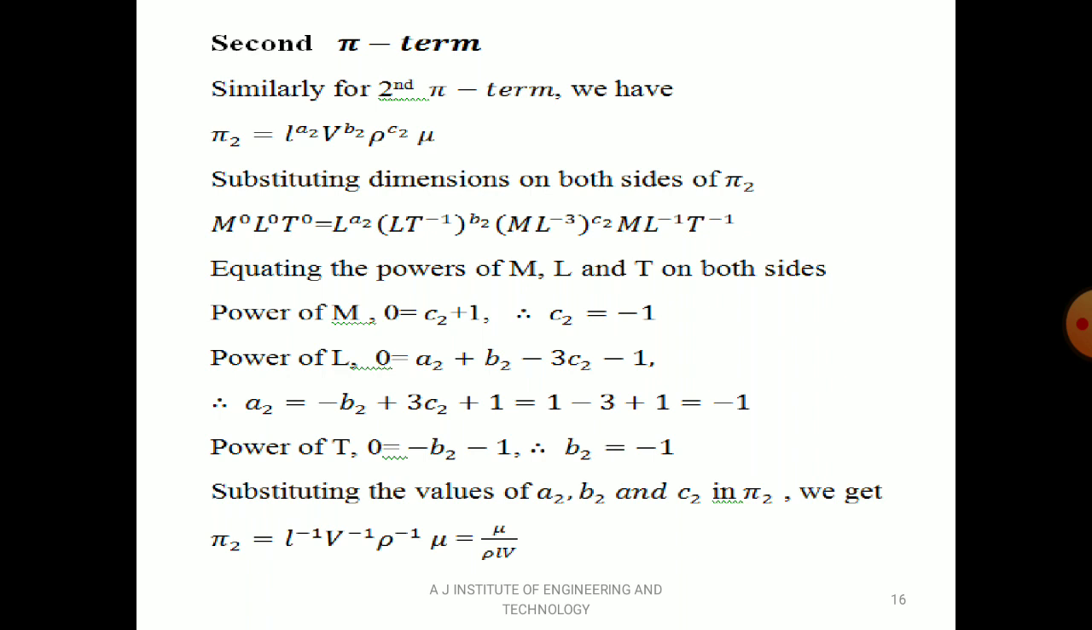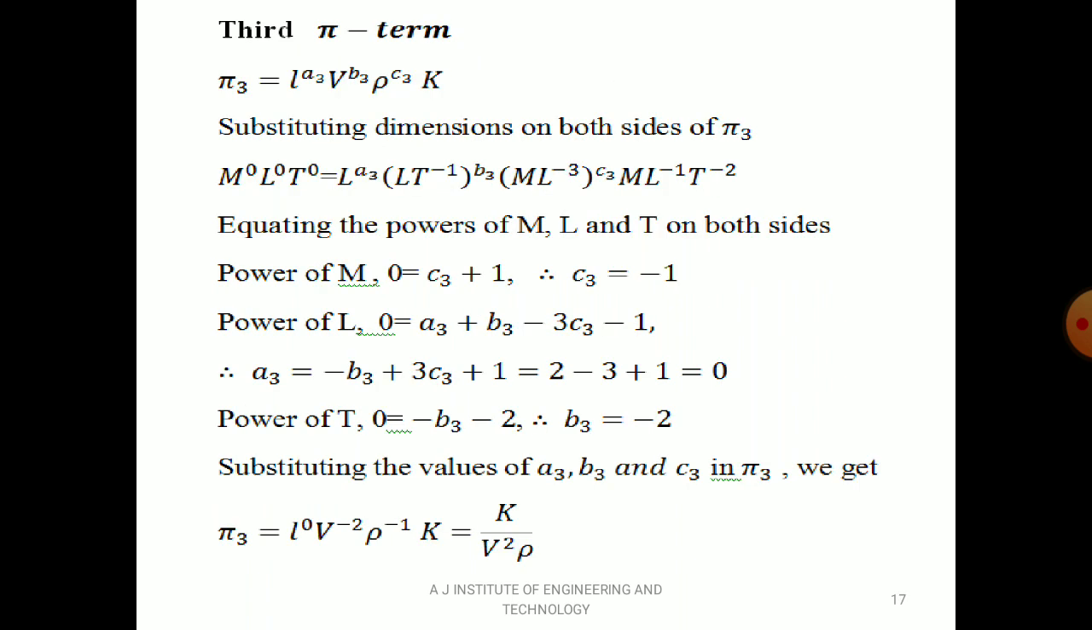Now we can substitute a2, b2, c2 in the pi2 term. So pi2 equals L to the power minus 1, as a2 value is minus 1, v to the power minus 1, as b2 value is minus 1, into rho to the power minus 1, as c2 value is minus 1, into mu. Upon rearrangement, mu has positive power, so mu to the power 1 stays in the numerator, and L to the power minus 1, v to the power minus 1, rho to the power minus 1 go to the denominator and become rho to the power 1, L to the power 1, v to the power 1. So pi2 is mu divided by rho LV.